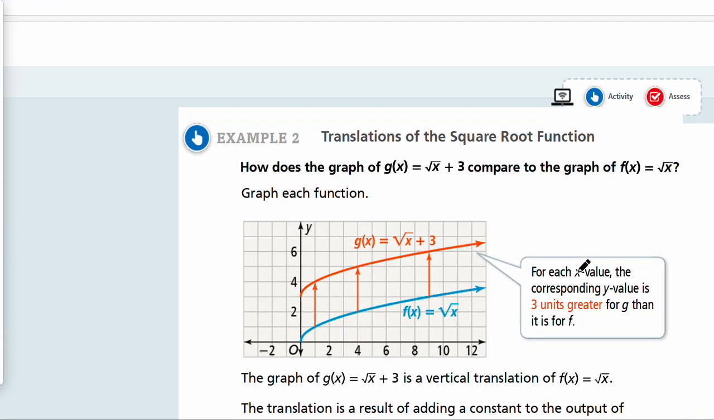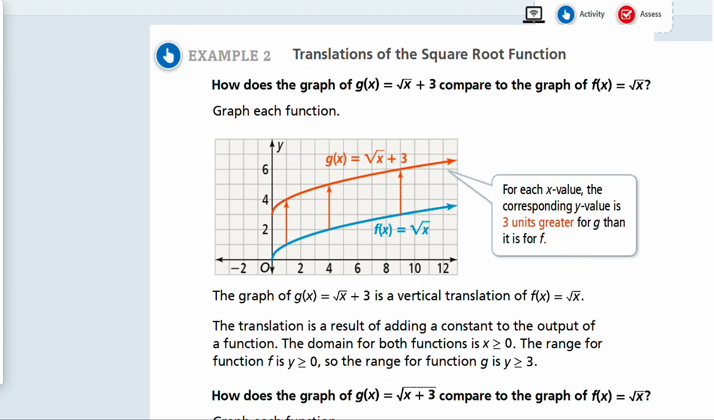Let's look at example 2, translations of the square root function. How does the graph of g of x equals the square root of x plus 2, plus 3, compare to the graph of f of x equals the square root of x? So look at the graph here. You can graph each function. You can see that the orange one is a transformed graph, which goes up 3. So all the points move up vertically by 3 units, right?